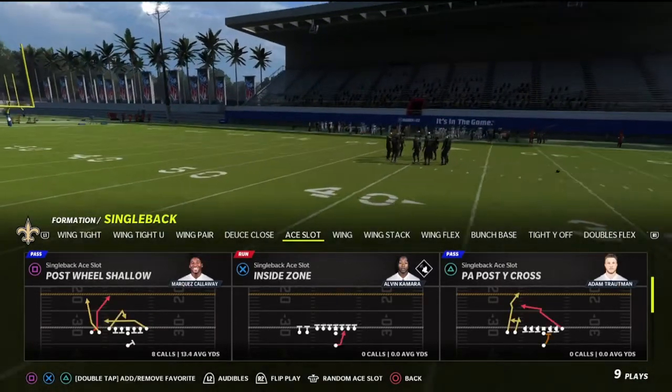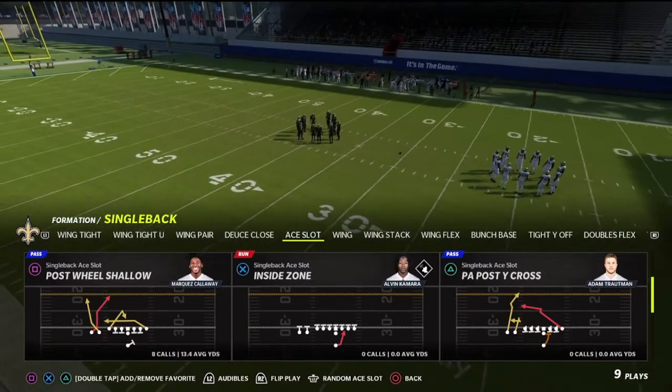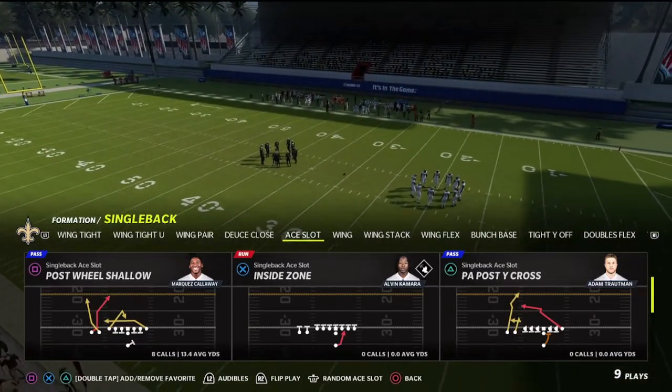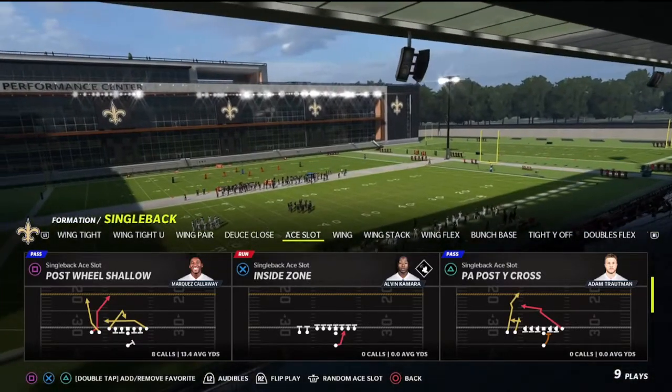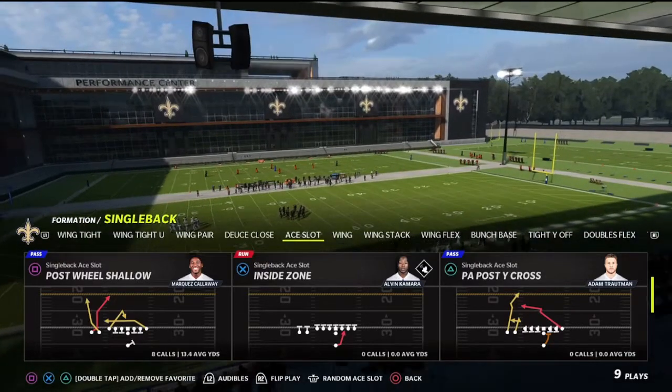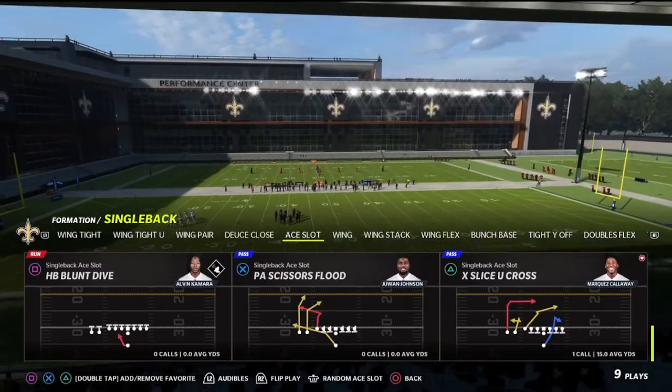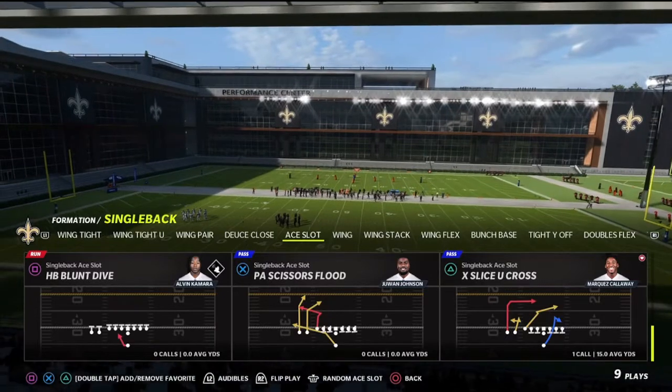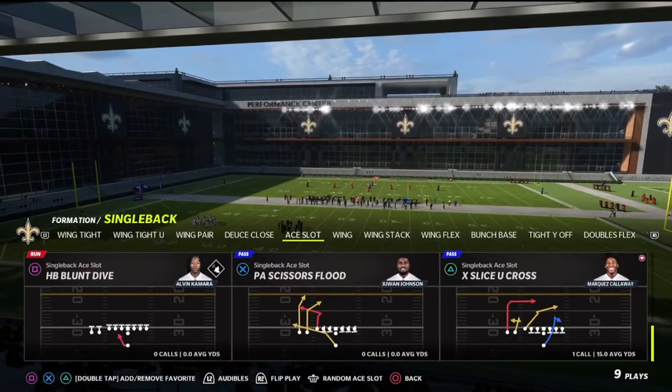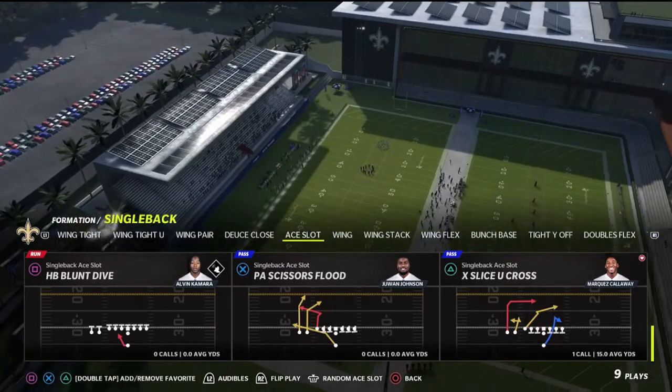Okay? To me that's a concept. So like this one, play action post, wide cross. That's a crossing route. Okay? Post wheel shallow, that's a wheel route. So wheel plays. Okay? Now it's not going to be an exact science in year one as we polish up how we're going to really break down these things.